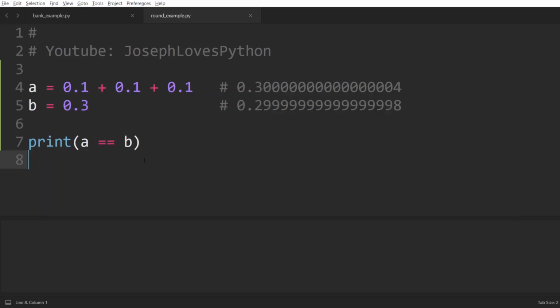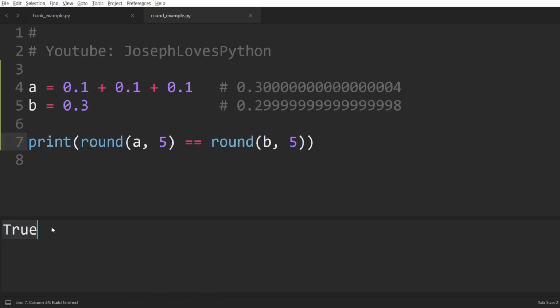As we saw earlier, both of these two values are super close to 0.3 but not exactly equal to one another. So if we round both values to say 5 digits, both will round up to 0.3 and thus be equal. And here you go.